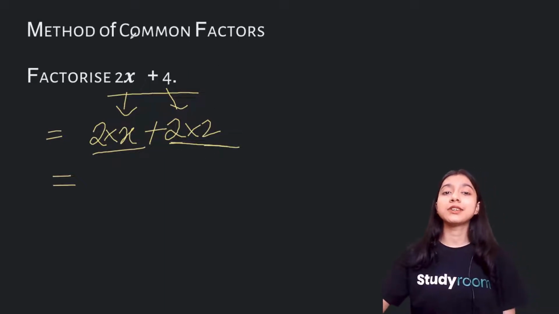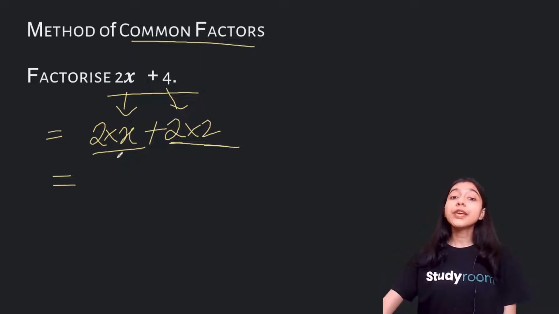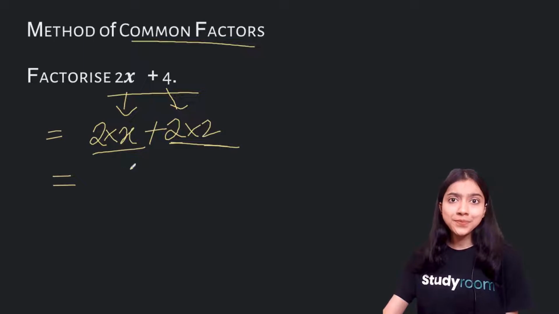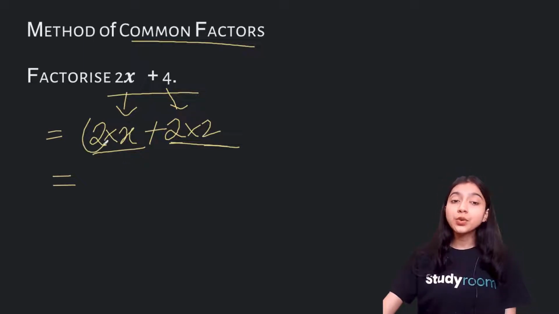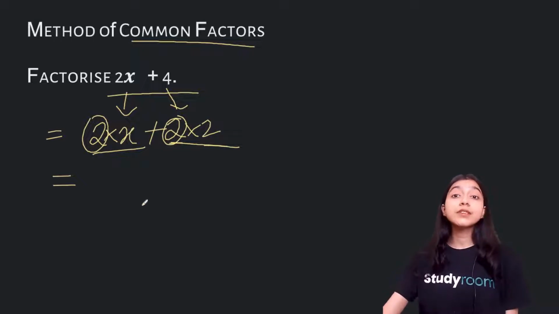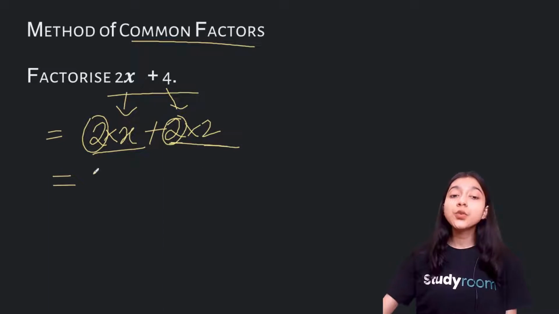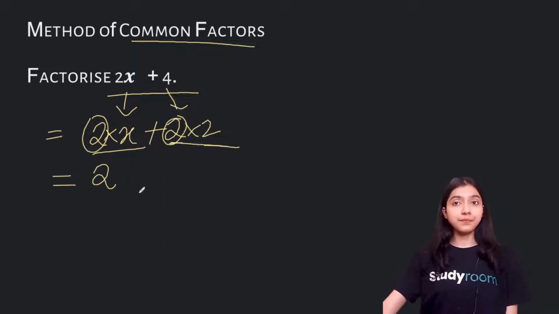Just like the name suggests, common factor method. So we have to select a common factor. So is there anything common? Yes, there is. We have 2 in the first term and 2 in the second term. So we can say that 2 is the common factor of both the terms of the given algebraic expression. So we will take 2 outside and then we will take a bracket.